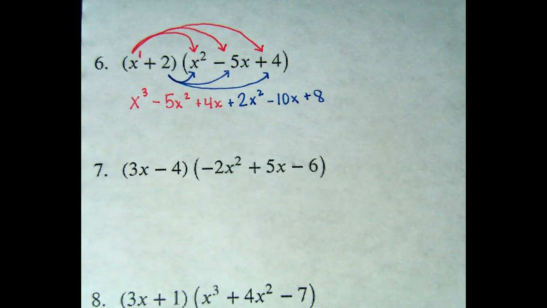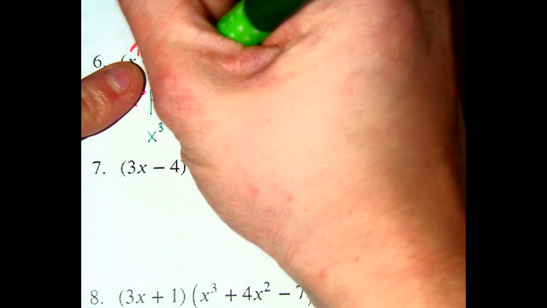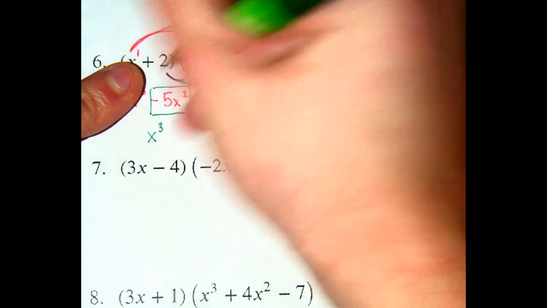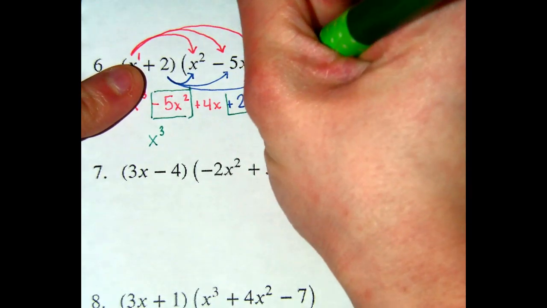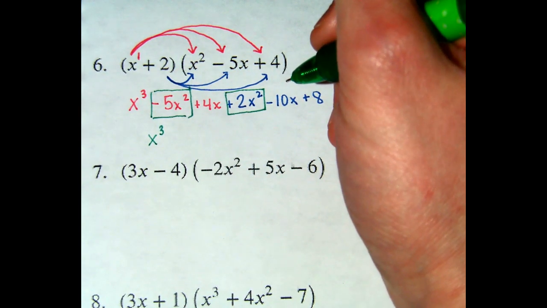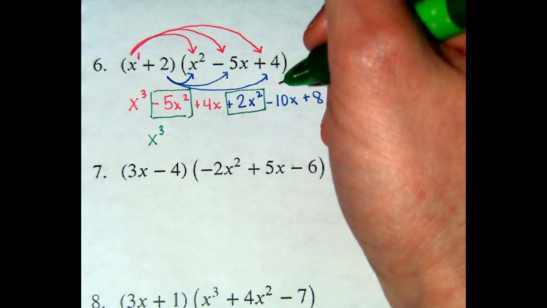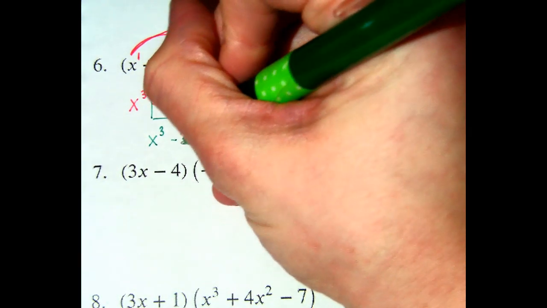Do we have like terms? Do we have more than one set of like terms? Yes. What is the highest exponent here anyway? We got x to the 3rd. I'm just going to bring it down. What's the next highest exponent? Okay. Does this x squared have a like term? Yes. What is negative 5x squared plus 2x squared? Negative 3.